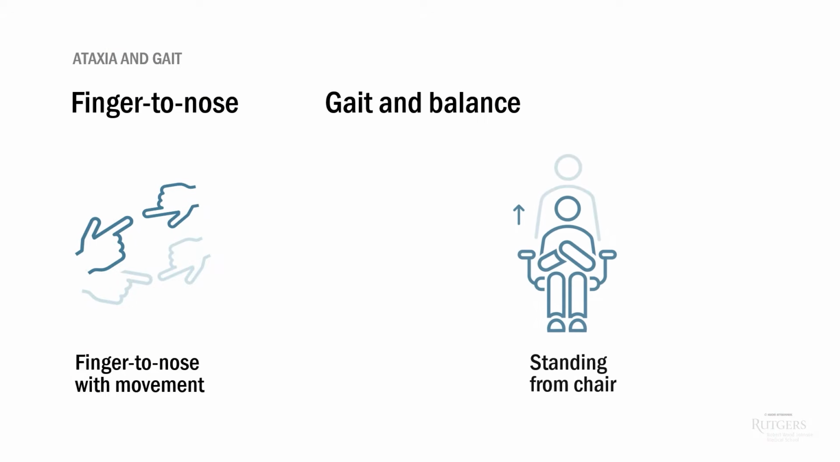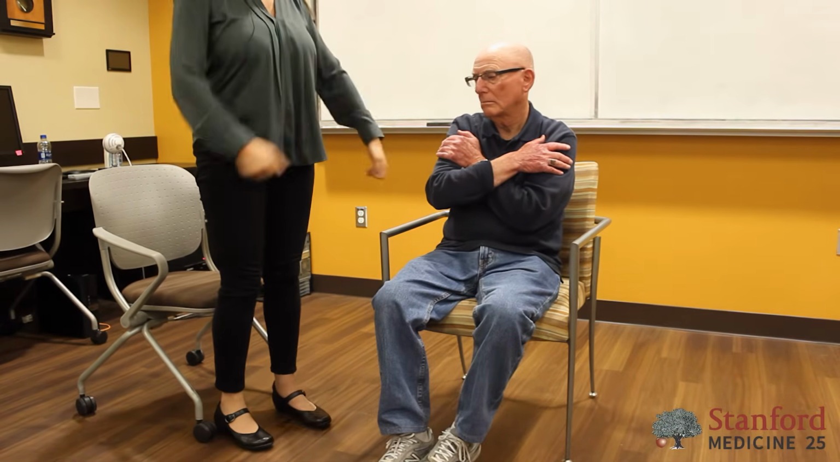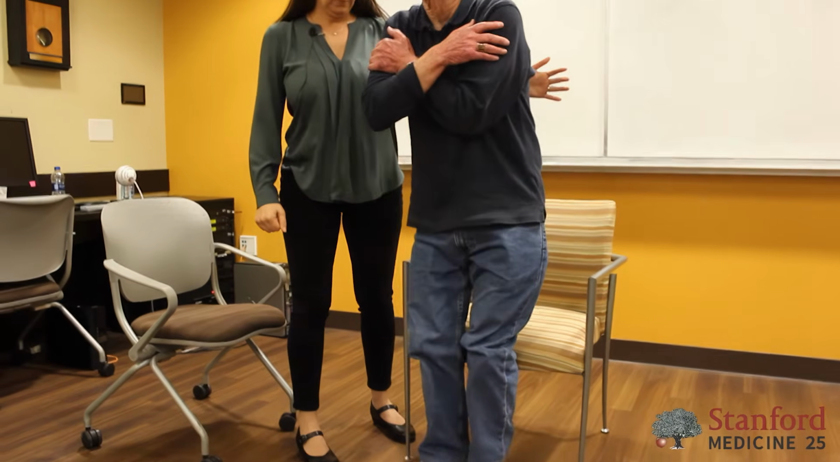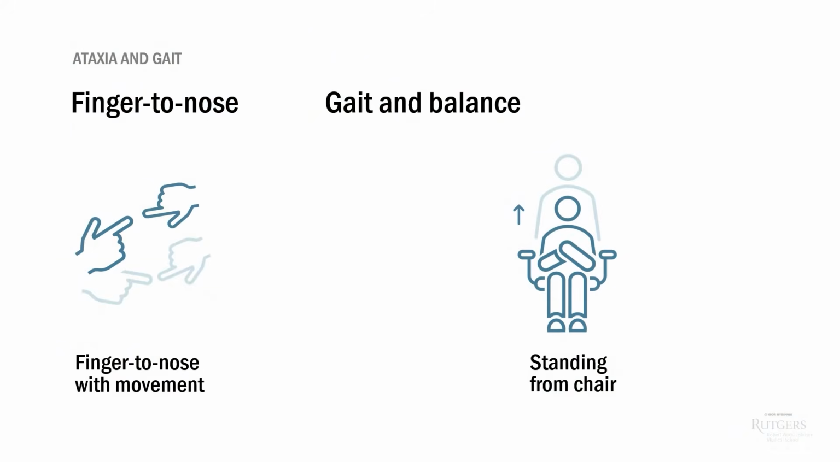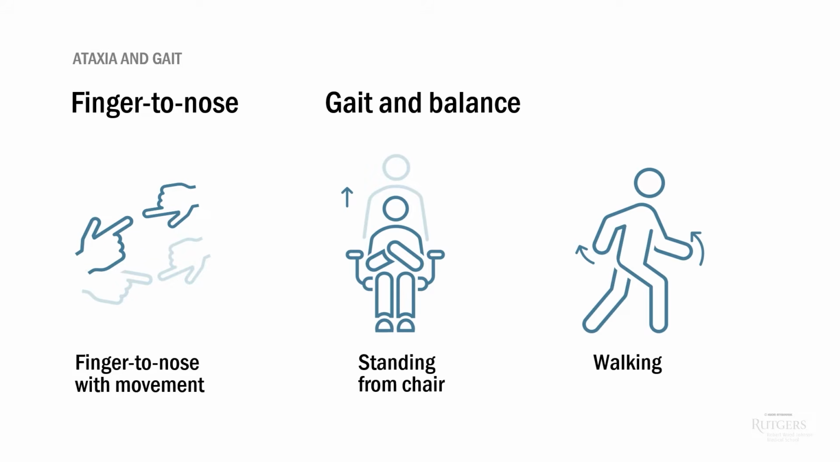Next, can the patient stand from a chair without using the strength of their arms for assistance? Let's find out. Ask the patient to cross the arms on their chest and stand up. How did that go? If standing is relatively stable, time to attempt walking.